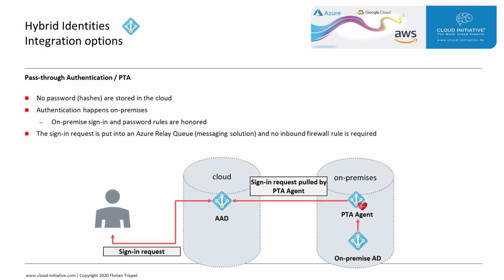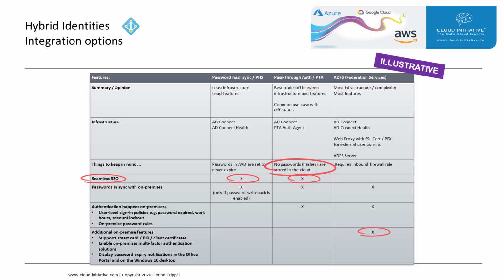With pass-through authentication, all authentication happens on-premises. What happens in the background is that a PTA agent is deployed on-premises, which pulls authentication requests from an Azure relay queue. Here is some guidance on what we would recommend to a client and what to remember for the exam.